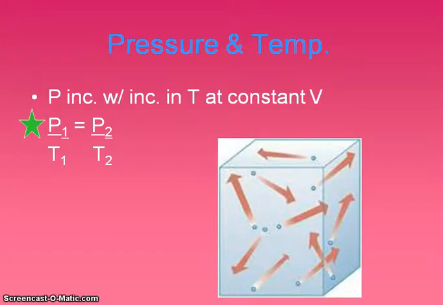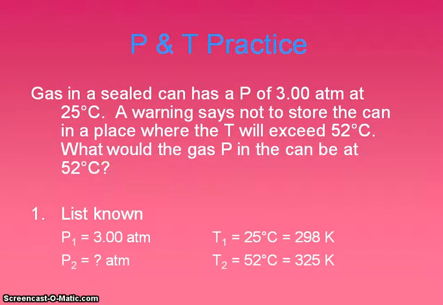Another equation we have compares pressure and temperature, similar to Charles' law, but we're flipping out volume and pressure. This time we're keeping volume constant and using P1 over T1 equals P2 over T2. And this one is set up the same way. It says gas in a sealed can has a pressure of 3 atm, so that's P1, at 25 degrees Celsius, so there's T1, and adding 273 would give us 298 Kelvin.